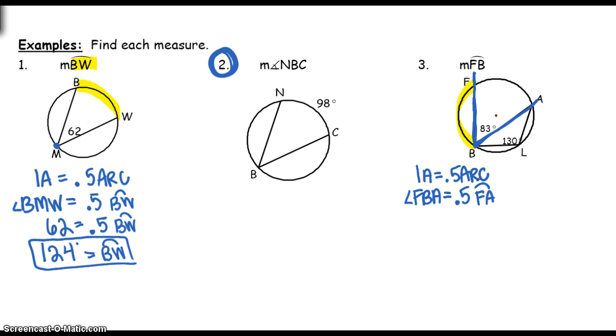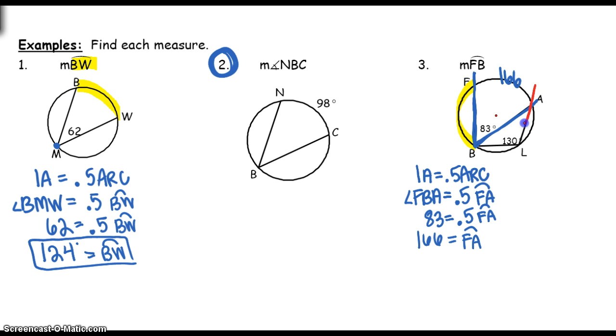Well, we know that FBA, looking at the picture, is 83 degrees, so we'll substitute that in. So 83 equals 0.5 times FA, and then to get arc FA alone, we divide both sides by 0.5. So we'll get 166 equals arc FA. All right, so I'm going to label this right here, 166. Well, that's not really helping me, right? Because I need to find FB. So let's see, what else can I do in this picture?